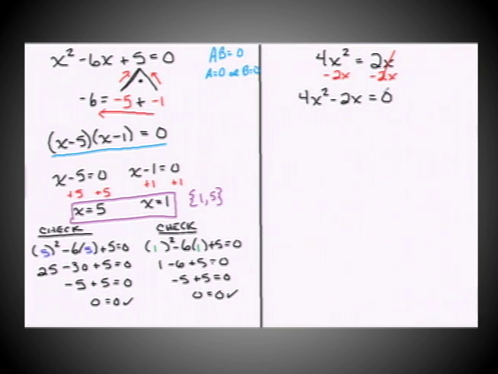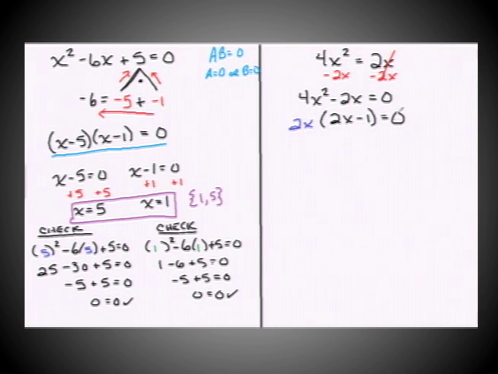So I can take a look at the left-hand side of the equation, and I notice that there is a GCF in both of those terms that can be taken out. So that's what I will proceed to do. And there is a common factor of 2 and a common factor of x. So when I divide that GCF out, I'm left with 2x and negative 1. So a factor of 2x minus 1.